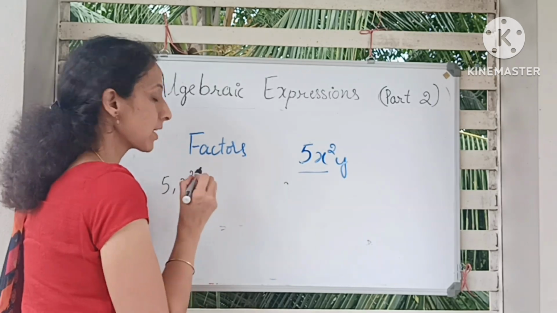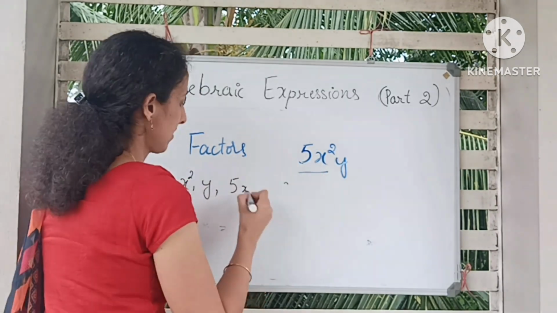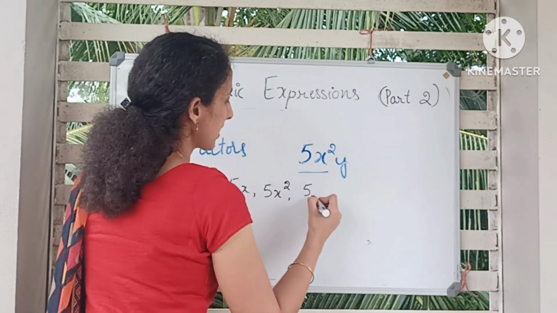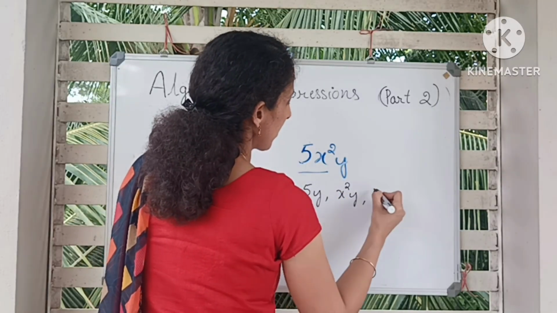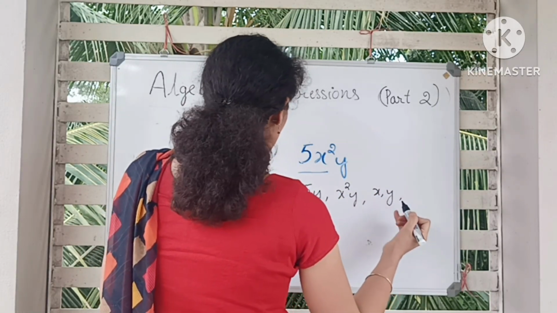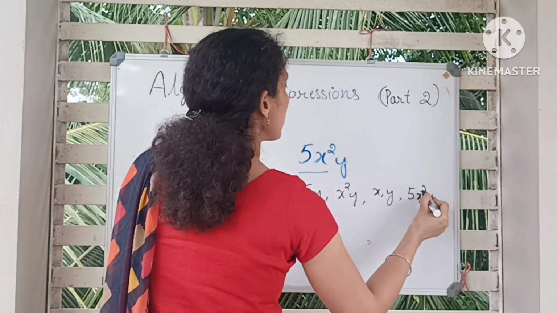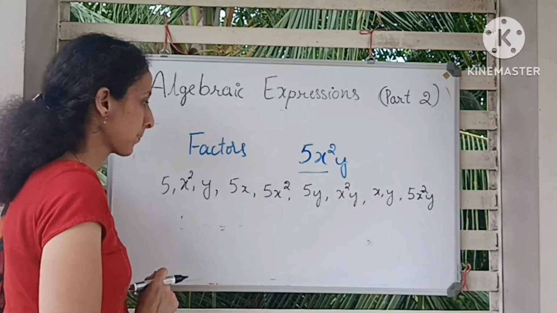Looking at all this, we can list out the factors of 5x square y as 5x square y, which is obvious, and 5x square, 5y, x square y, xy, and 5x square y also. This divided by this gives us 1 as the quotient.